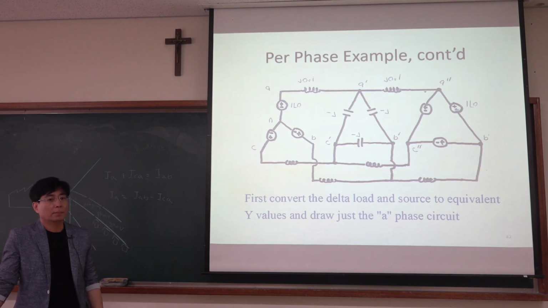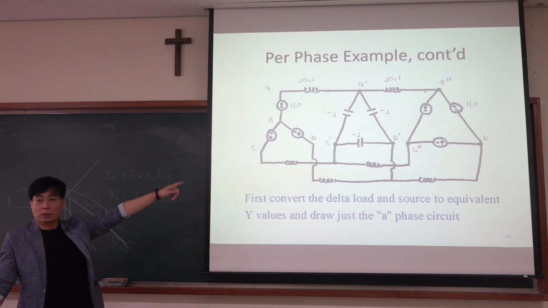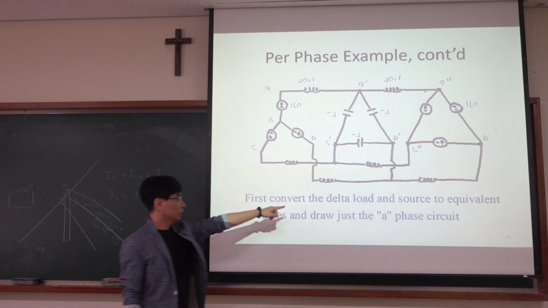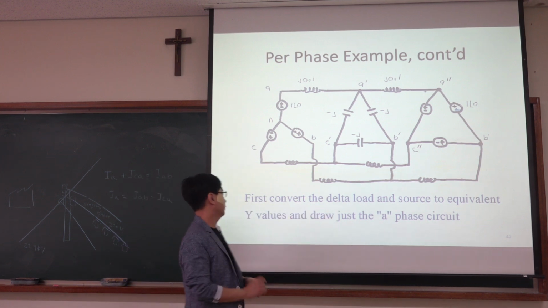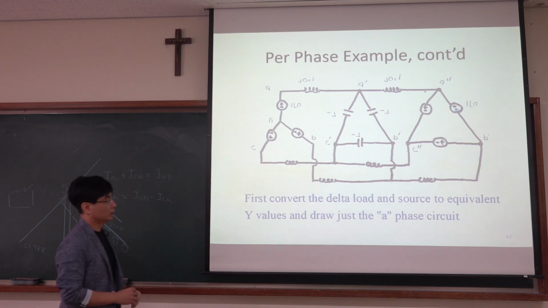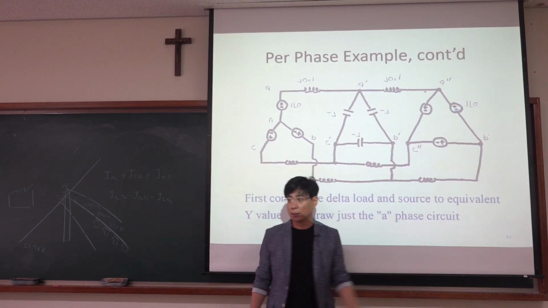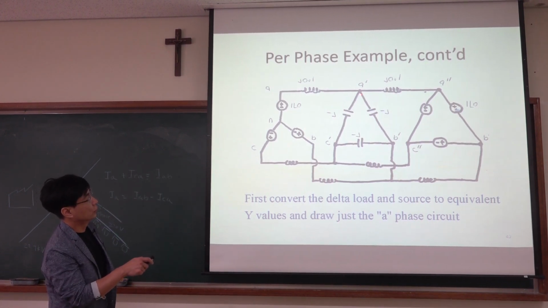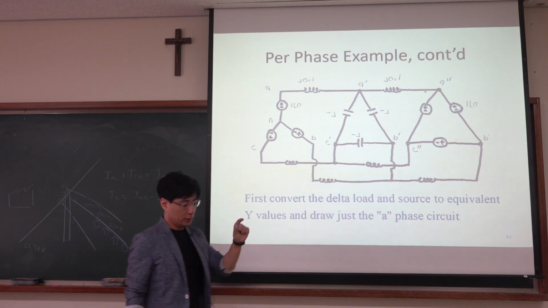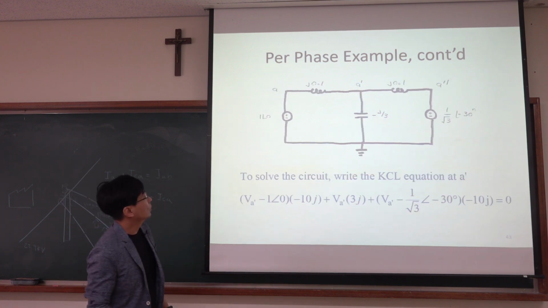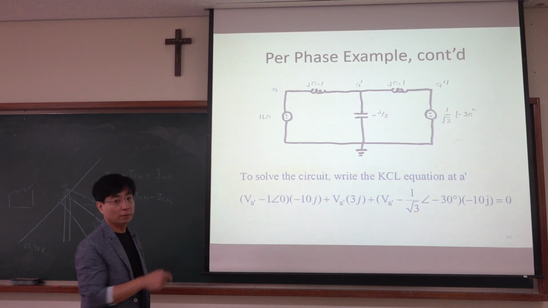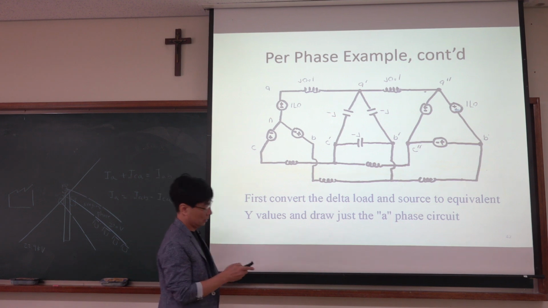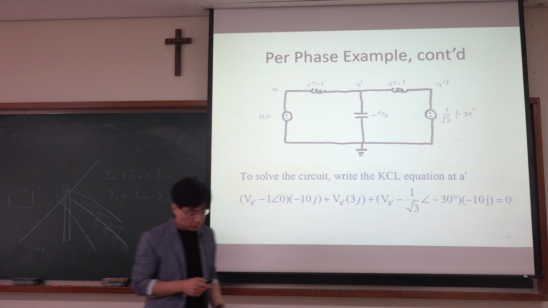It looks complicated, but what you need to do is change the delta connection to a Y connection. So first, convert the delta load and delta source to equivalent Y values and draw just a phase circuit. You know how to do that. You change these to Y, the impedance is reduced by 3 times, right? So like that, and this is only for phase A. So rather than using minus J, that is changed to minus J over 3.